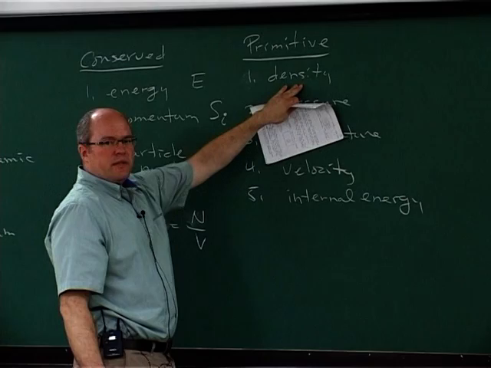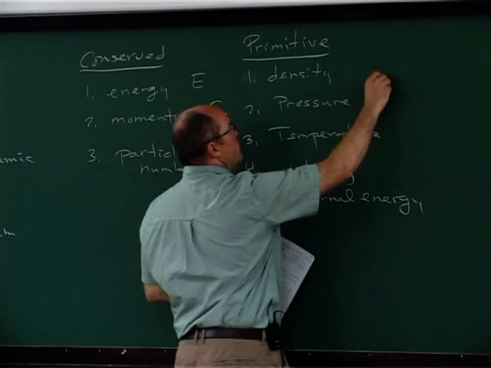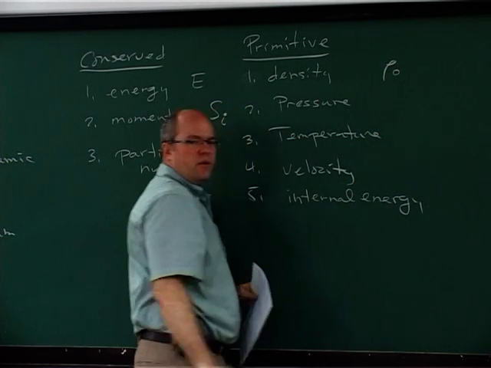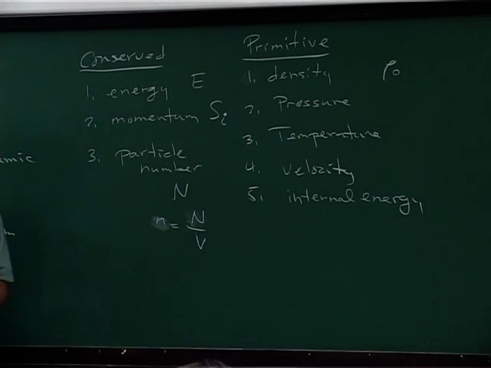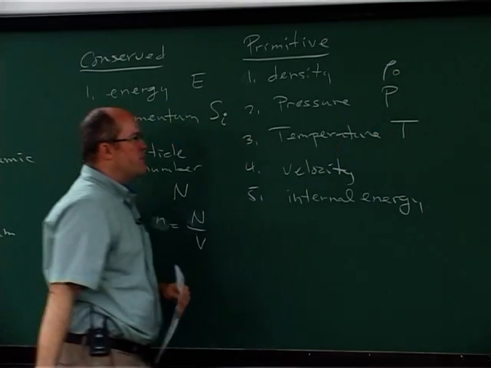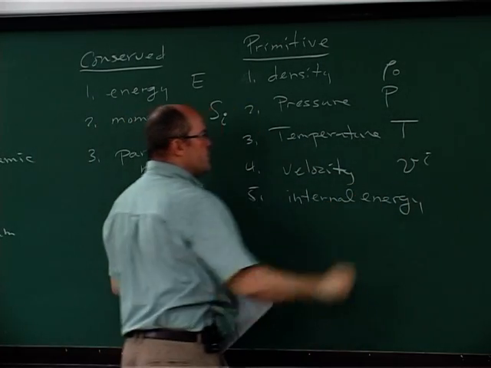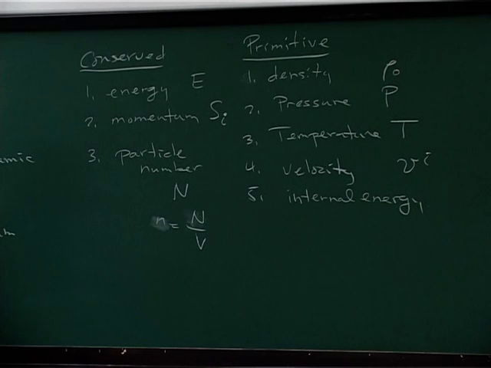When I think about the density of the fluid, I'm going to use rho 0, and this will represent the rest energy density, the energy density in the rest frame. Pressure will be easy. We'll use capital P for that, capital T for temperature. Those are simple ones. For the velocity, we'll use V. I'll usually write it with index up, meaning it's a vector.